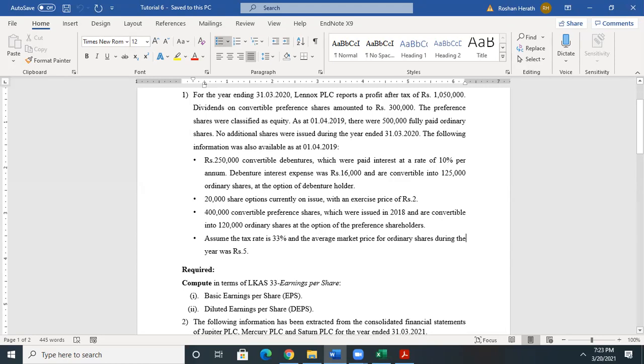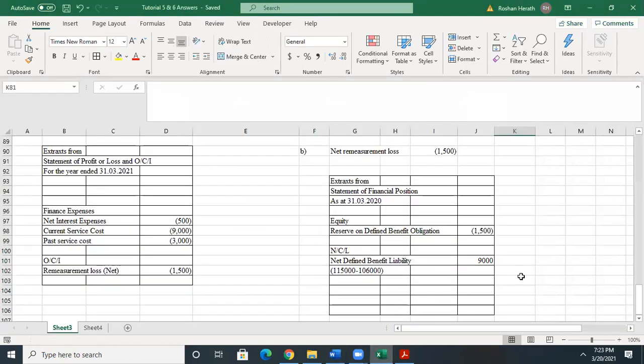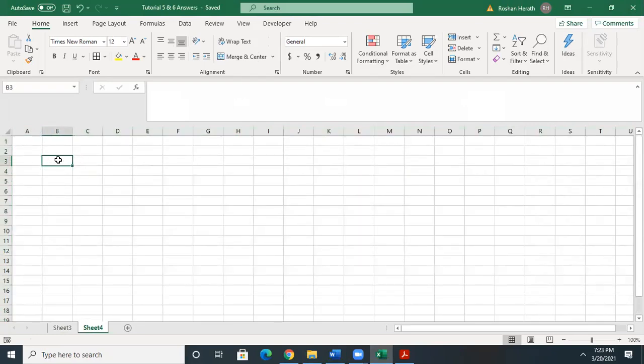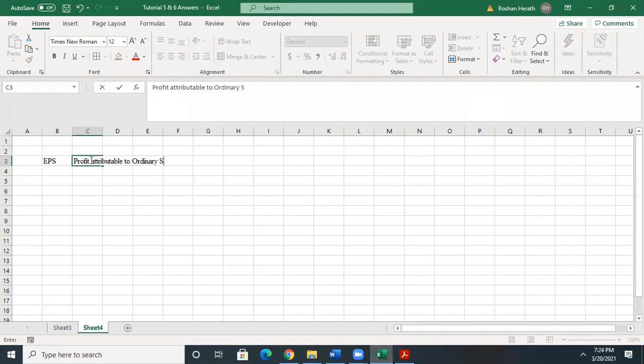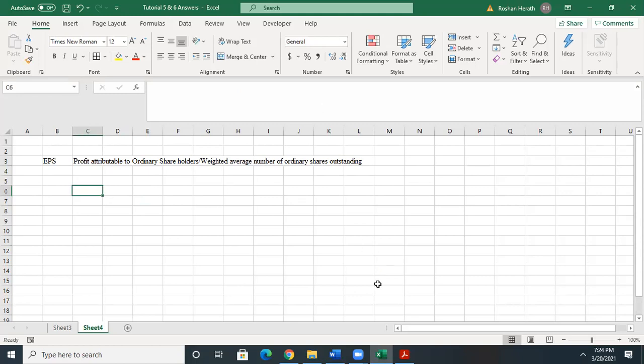So it's simply the profit attributable to the ordinary shareholders divided by the weighted average number of ordinary shares outstanding. That is the simple formula for earnings per share that you should take, and you can just work that out.